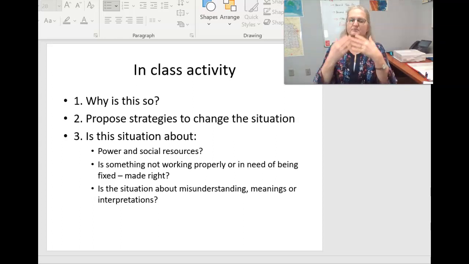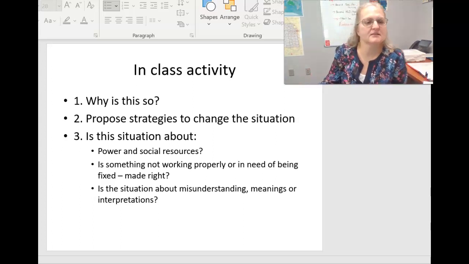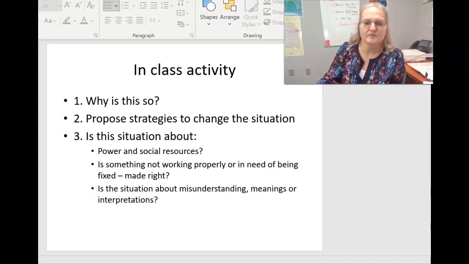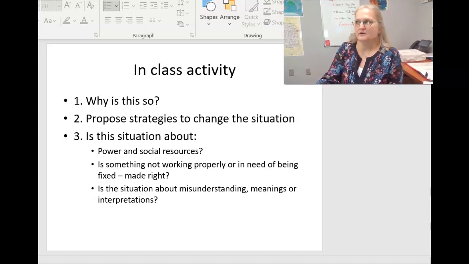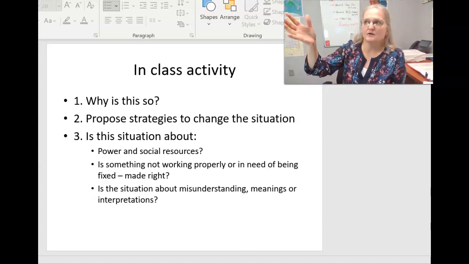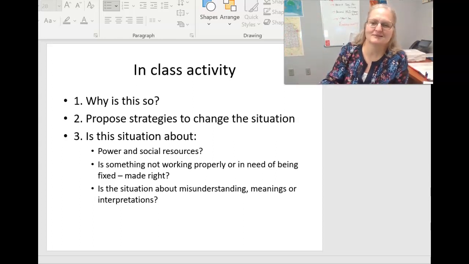So let's apply this to one of those other ones: power and social resources. Kids going to college? Well, yes, it's about resources. It's about money, right? Is something not working? How does that apply to sexual assault? Well, yes, something's not working. Men are not taking no for an answer. Is it a situation of misunderstanding? That's a tough one to apply to Black men and white men. Is there a misunderstanding here?